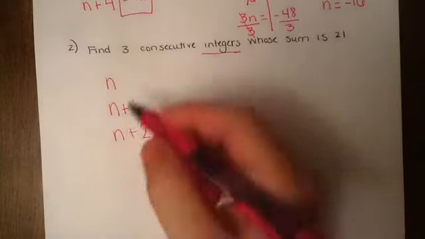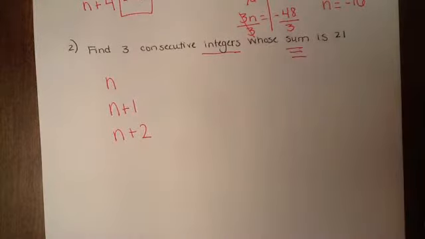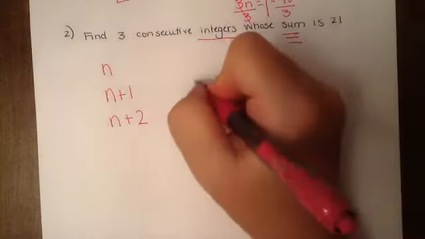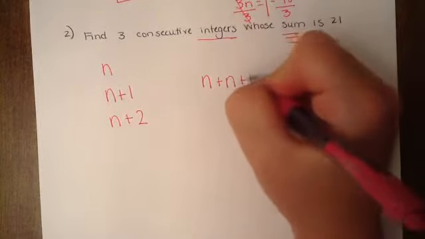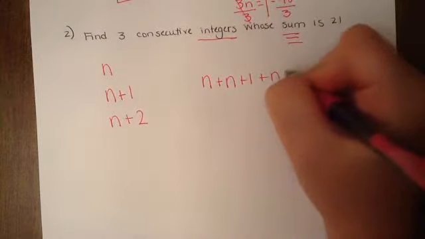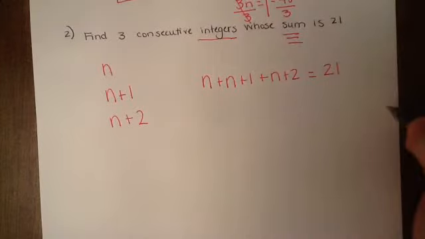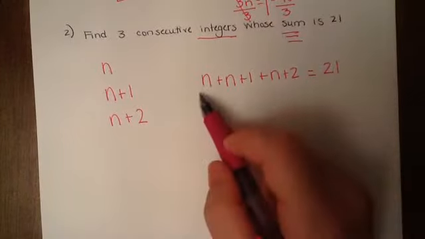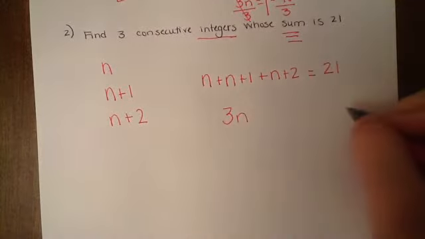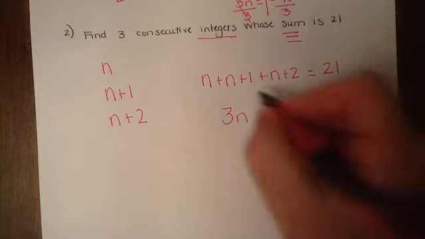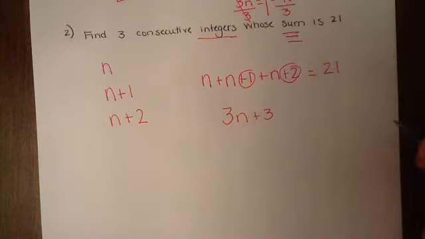Let's see how you did. We want the sum, so what operation is that? Addition. So I'm going to add these three pieces, n plus the next one is n plus 1, plus the next one is n plus 2. And that has to equal 21. Put my n's together. How many n's are there? 3n. And what others can I put together? 1 plus 2 is 3.